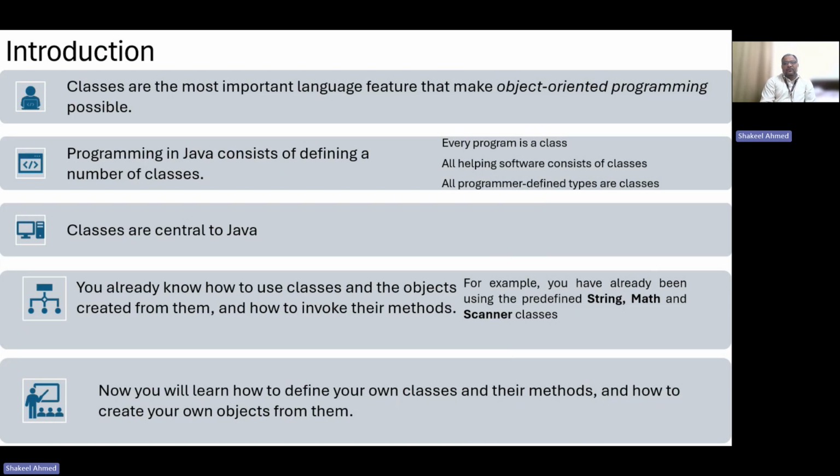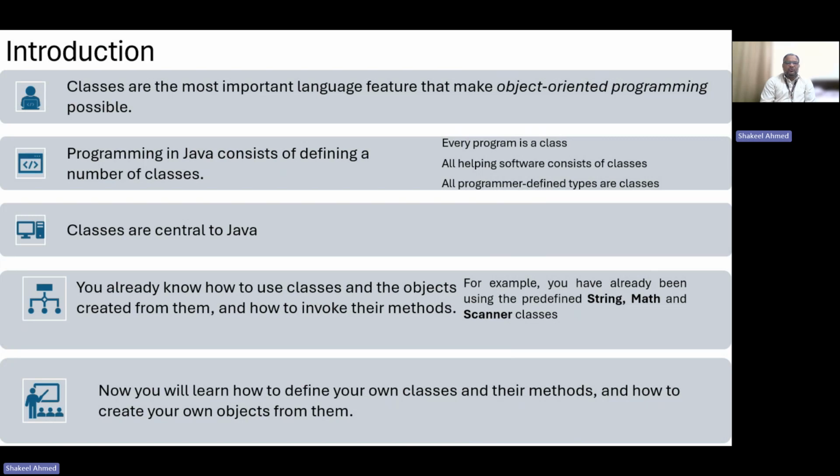And all other helping software consist of classes, and all programmer-defined types are also called classes. When we talk about helping software consisting of classes, we have already used some predefined classes like the Math class, String, and Scanner. Those are all helping software classes. Further, we will be creating programmer-defined classes, based on the objects that we will use.